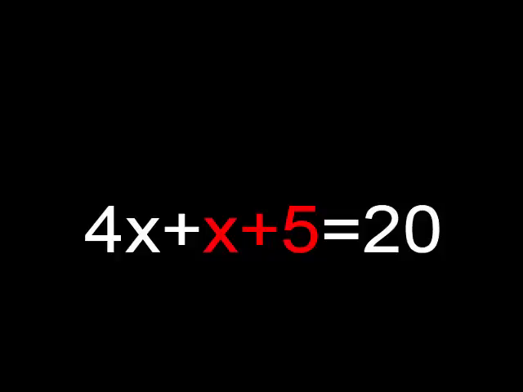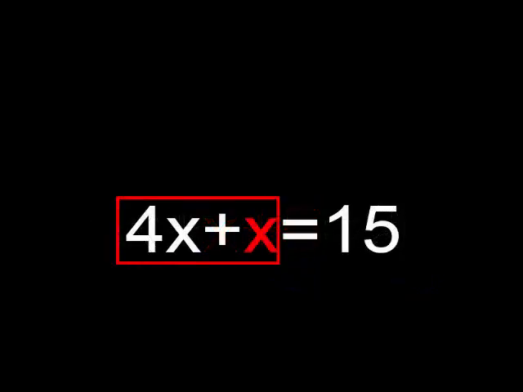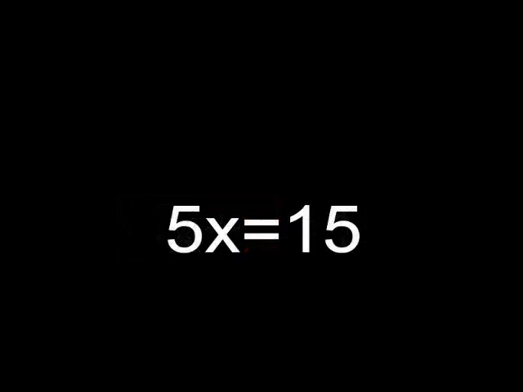So solve it like you normally do. Move the 5 to the other side by subtracting, because that's the opposite operation of plus. I got a couple of x's on the left here, so I got to put those together to make 5x. So now I'm left with 5x equals 15. Divide by the 5, because that's the opposite of times by 5. I get my answer of 3.